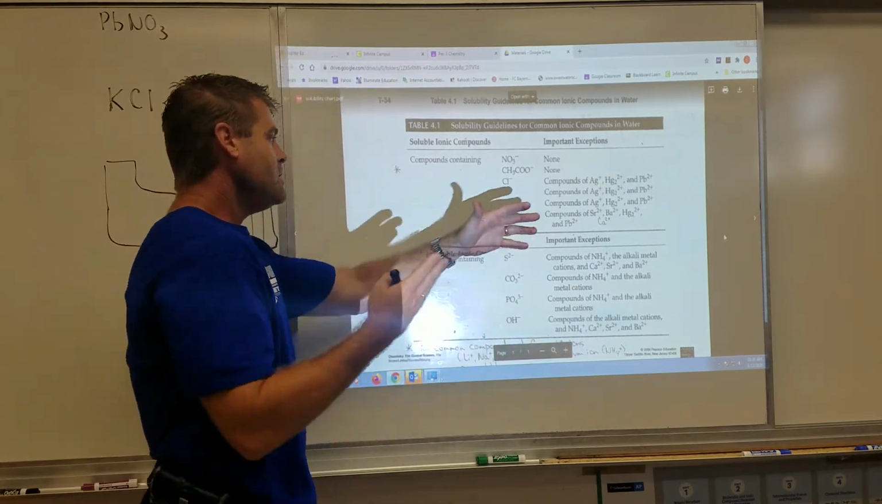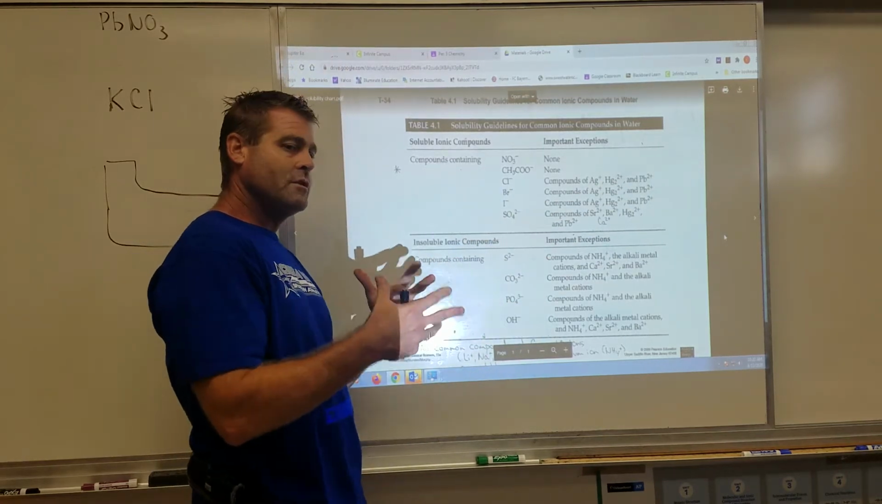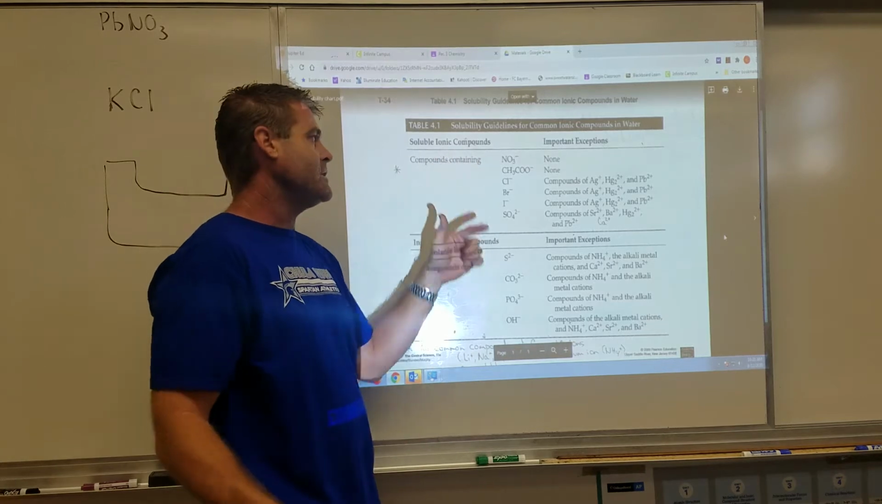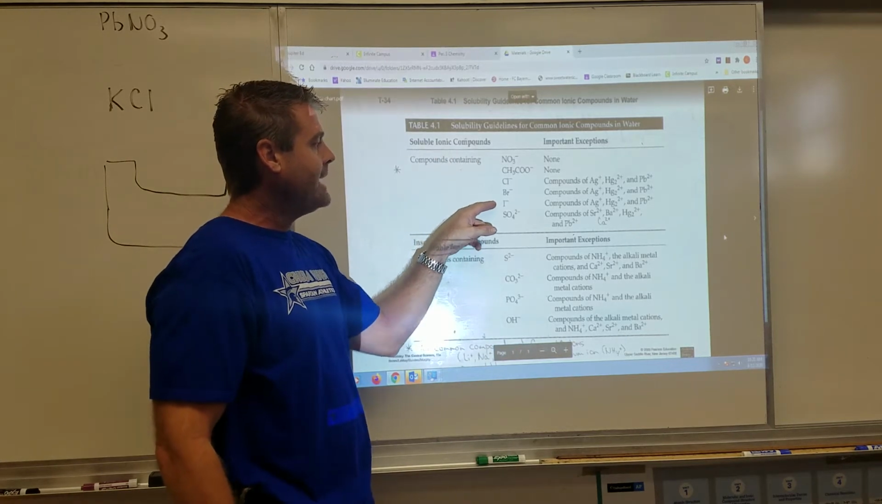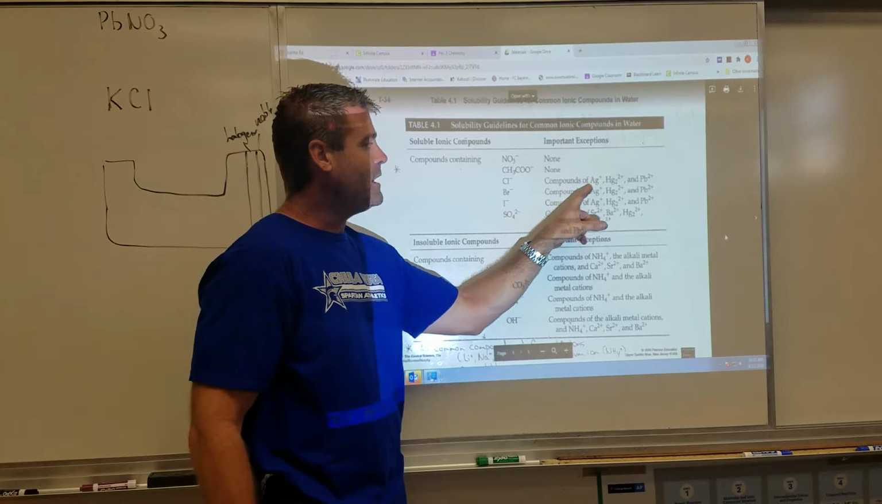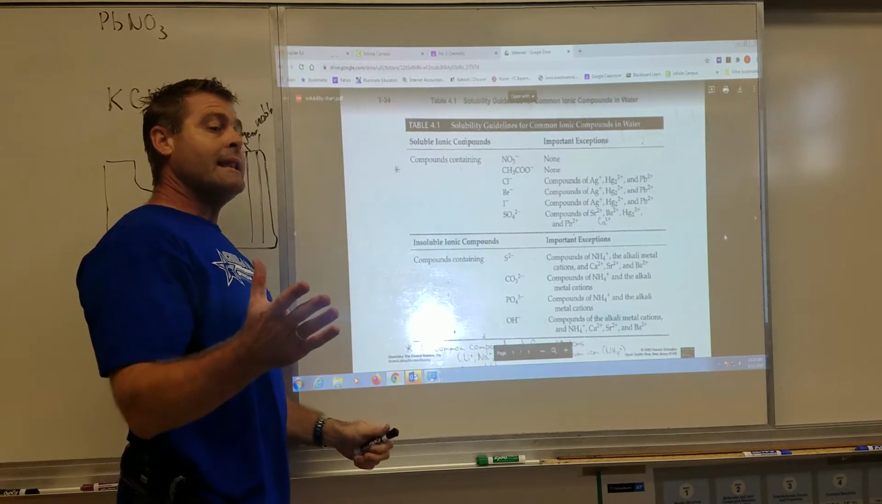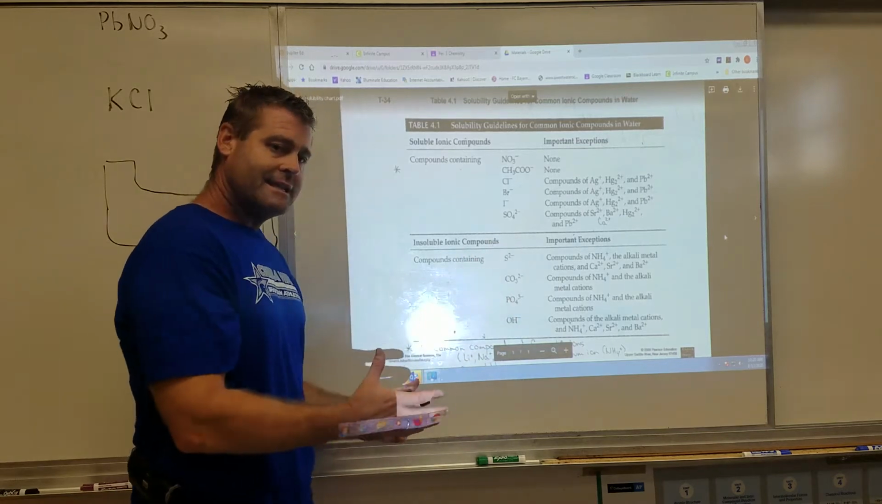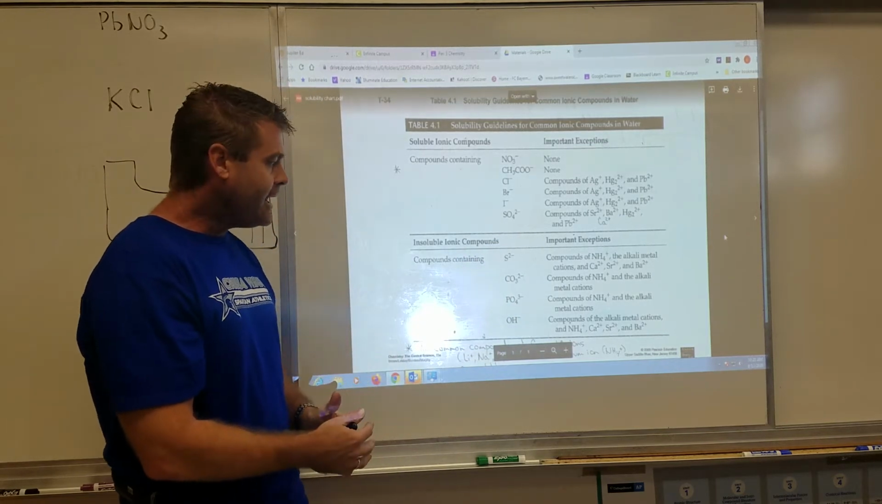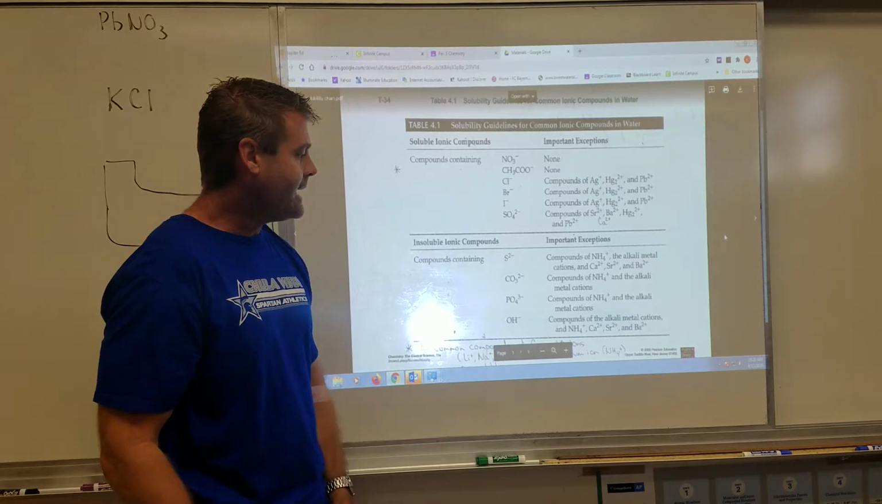And so it just helps. You guys will have this available, but it kind of helps if you know some general trends. If you're just like, oh, most nitrates are soluble, most halides are soluble, with the exception of these ones with silver, mercury, and lead. Now, in general, these anions tend to be insoluble. So when you have an ionic compound with these anions, they tend to be insoluble.